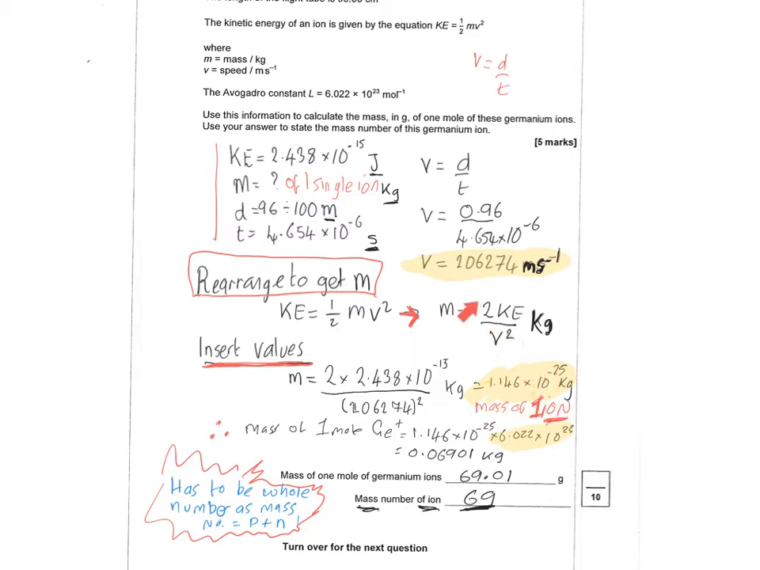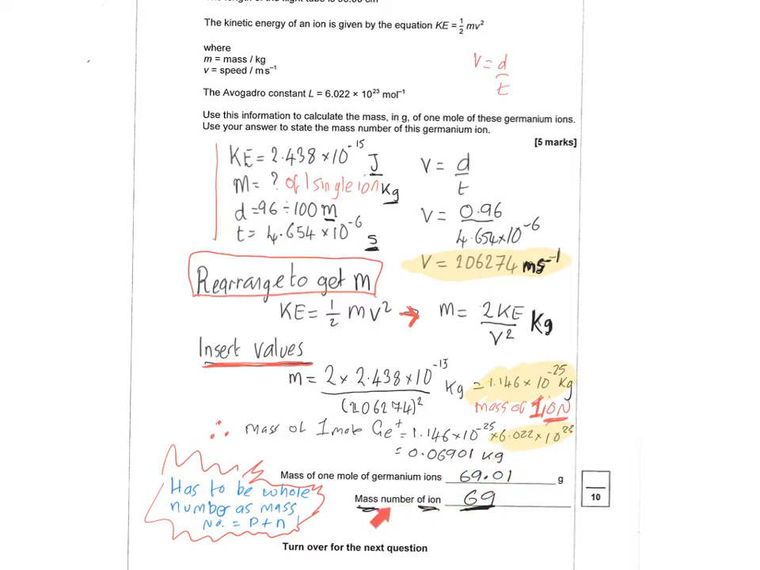Now it asks you for the mass of 1 mole of germanium ions. So what you now need to do is times that by the Avogadro constant, because that's one single ion, so you need to times it by a big number, and that gives you the answer in kilograms. Can you convert that back to grams? You need to times it by 1,000. You could have checked this on your periodic table.